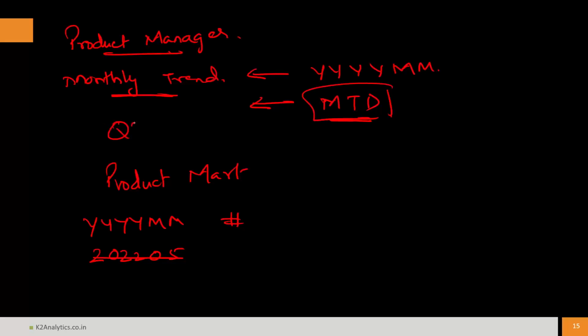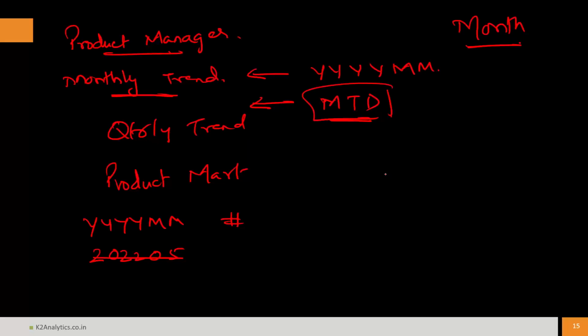You require a quarterly trend. Quarterly trend is very simple. You just aggregate Jan, Feb, March, it becomes quarter one. April, May, June, it becomes quarter two, like that. So quarter data can be extracted from monthly data. Annual data can be extracted from monthly data. So the lowest granularity is month in this case.